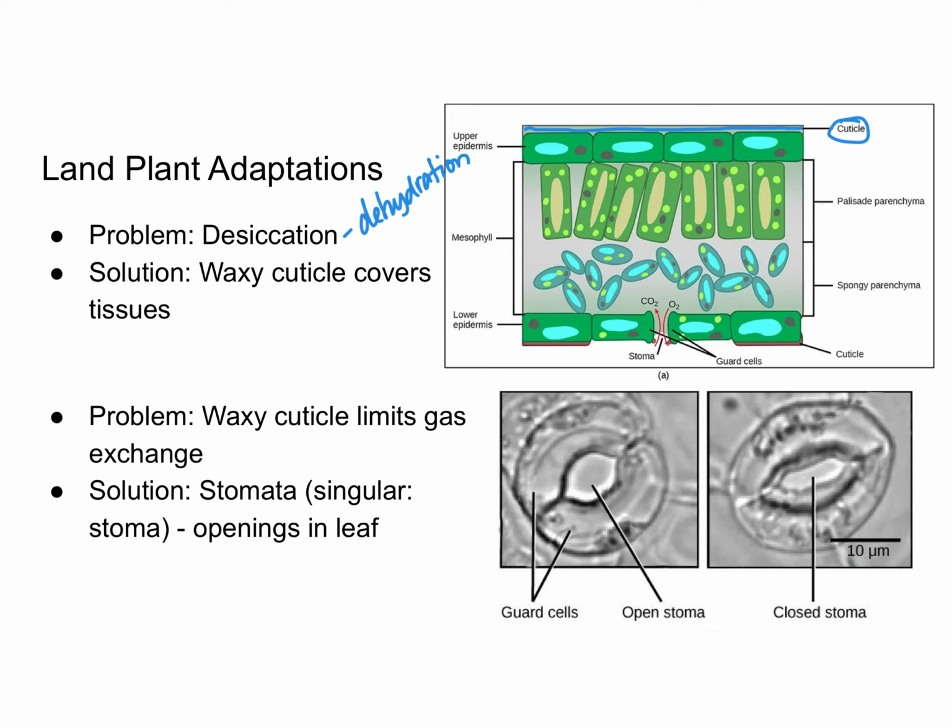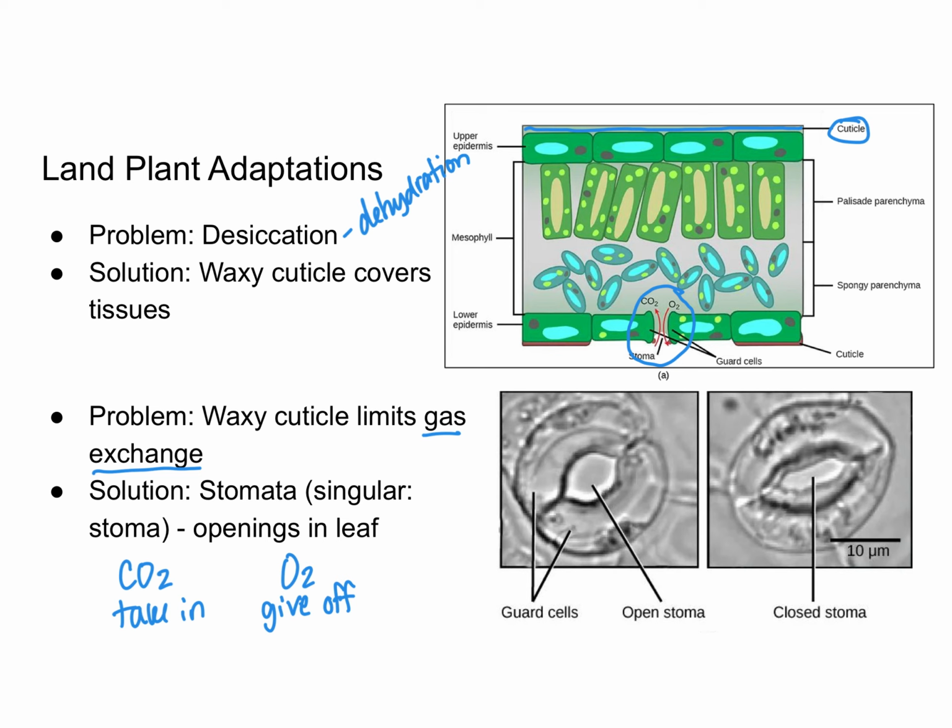Now, with the development of this waxy cuticle, it also created another problem, though, and the problem had to do with gas exchange. Because remember that plants take in carbon dioxide, and they take that in to conduct photosynthesis, and then they give off oxygen. So the carbon dioxide has to have a way of getting into the plant cell, and the oxygen has to have a way of getting out of the plant cell.